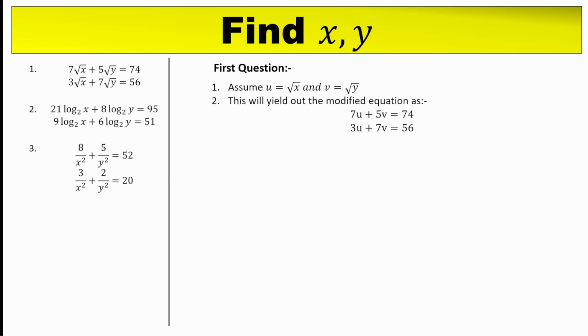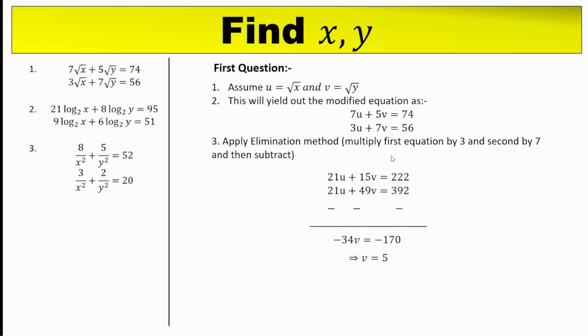Further, our equation will be modified to 7u plus 5v is equal to 74 and 3u plus 7v is equal to 56. Further, apply the elimination method that we usually use for a linear equation in two variables. For that, multiply the first equation by 3 and the second by 7. So it will yield 21u plus 15v is equal to 222, and the second one will become 21u plus 49v is equal to 392.